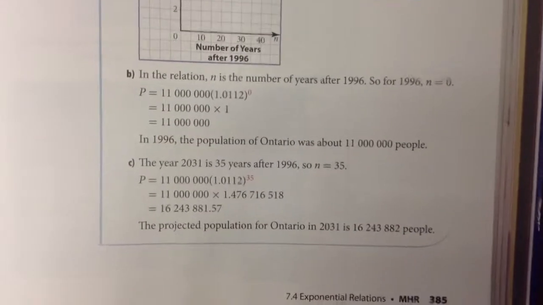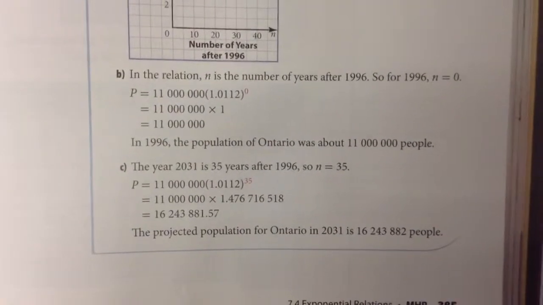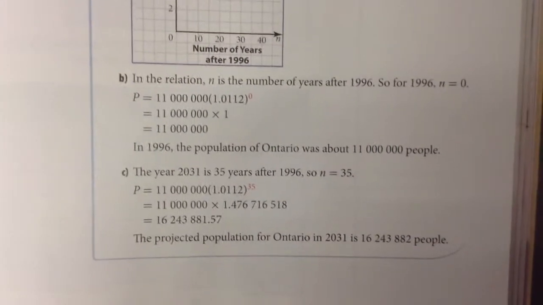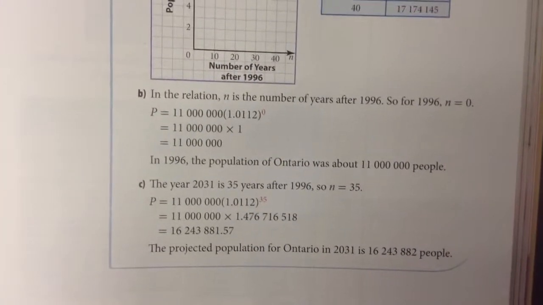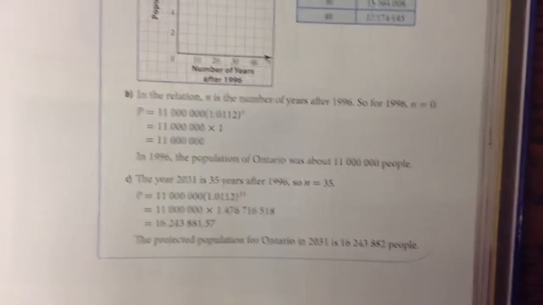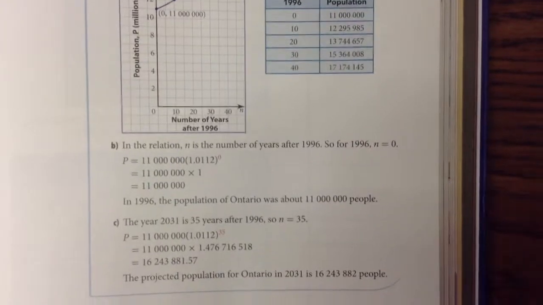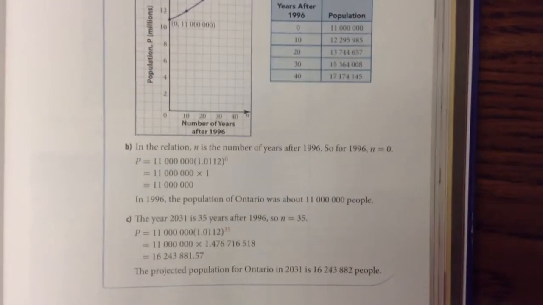And C, the year 2031 is 35 years after 1996. So you replace n equals 35. So then you have to do 1.0112 to the power of 35 before you multiply it by 11 million. And it's like, okay, how are we going to do that? Well, you know what? I'm going to have to hold back and show the answer in the next video.